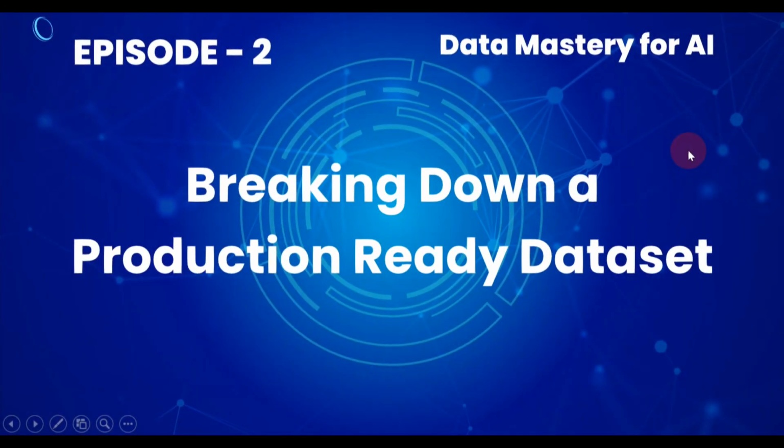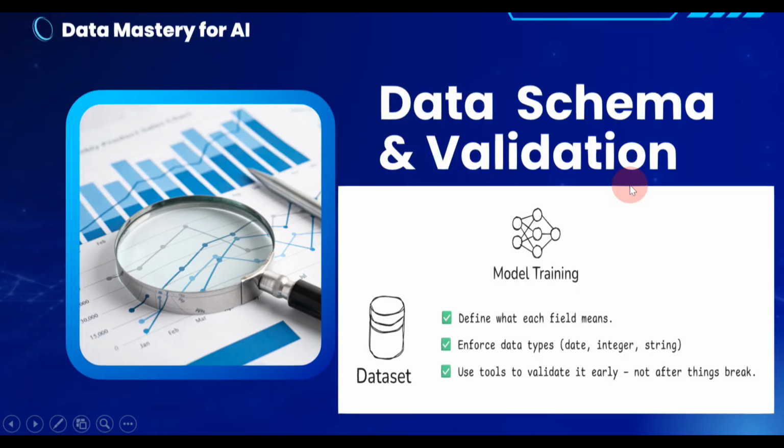Every production-ready dataset must follow a clearly defined schema. It means every column, value, and type must be predictable. Okay guys, now let's break down a production-ready dataset. So here, firstly, we are going to talk about data schema and validation, and it has mainly three pillars. In the next slide we are going to closely understand each pillar. But first let's see what these three pillars are.